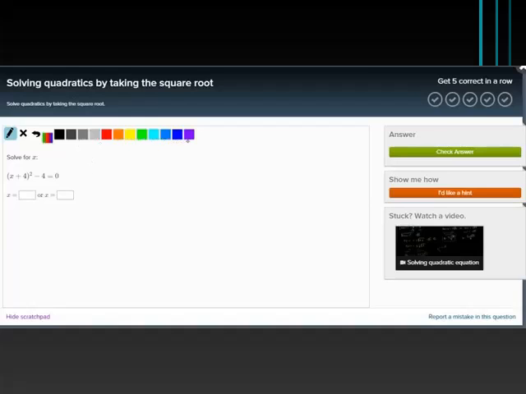So the first thing we're going to do is look at this problem and get the square part by itself. So I have (x + 4)² − 4 = 0. The first thing I'm going to do is add the 4 to both sides. So I get (x + 4)² = 4.